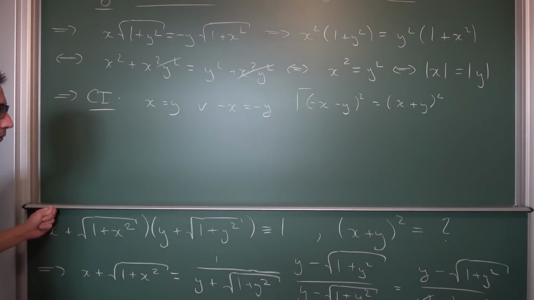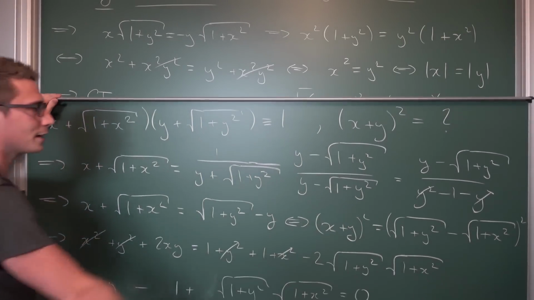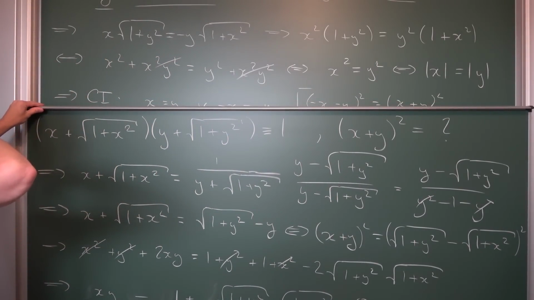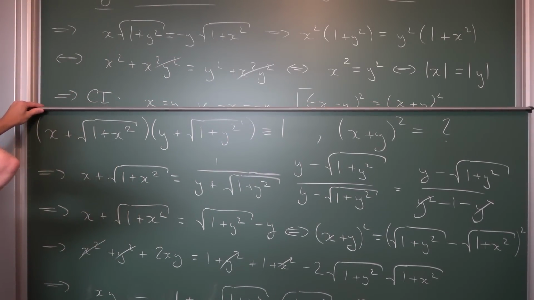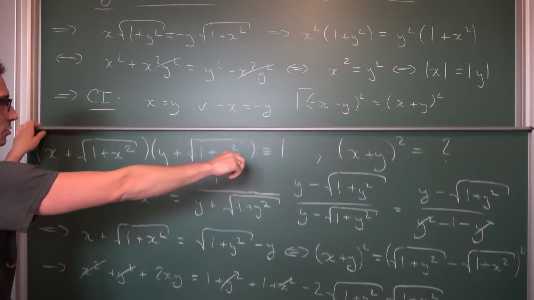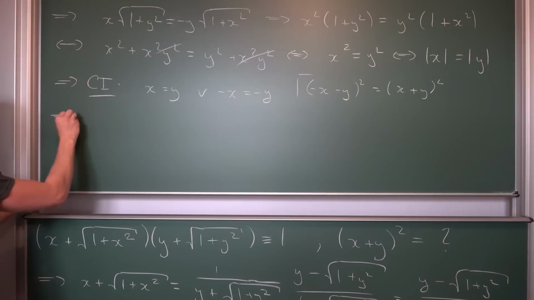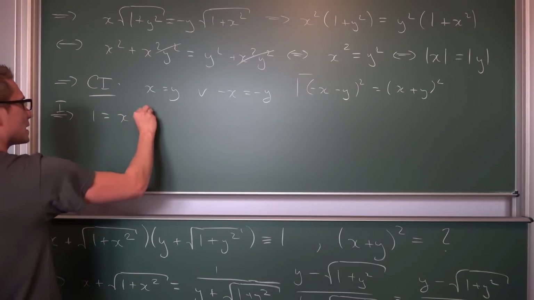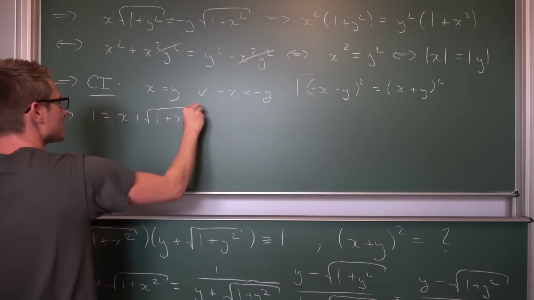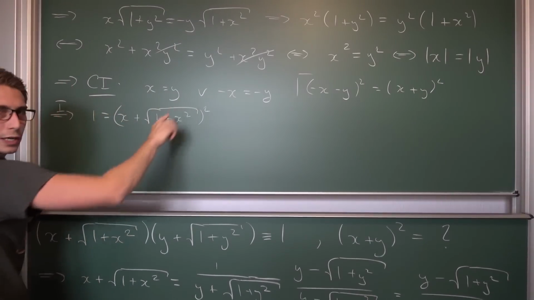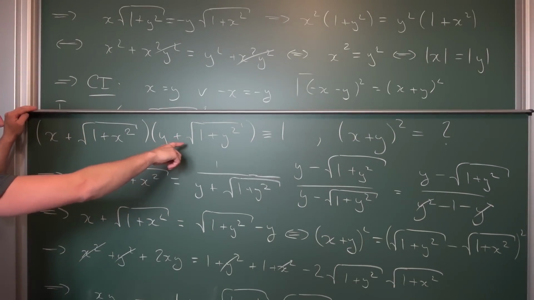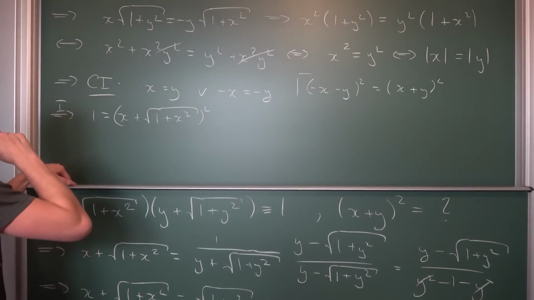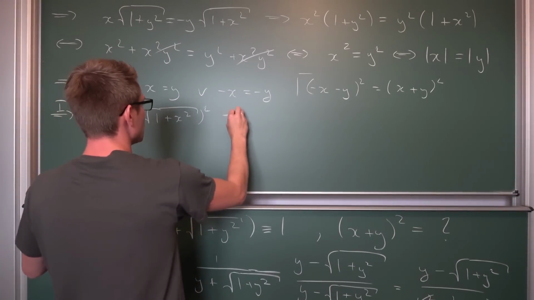Now, plugging this into here really doesn't change anything. But what we can do is plug this into here. Then we are going to get, in equation number 1, that 1 is equal to (x + √(1 + x²))². If we plug those conditions into here, or at least one of those, then we're going to get this factor squared, obviously.